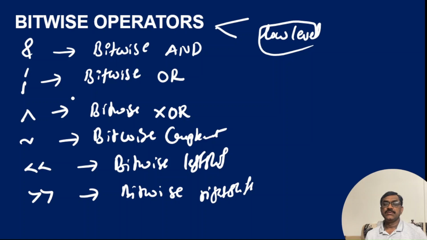So how to use bitwise AND operator, bitwise OR, bitwise exclusive OR, and bitwise complement, or we write it as one's complement. After that, bitwise left shift and bitwise right shift. So we will discuss with examples. Now I'm going to talk about bitwise AND.